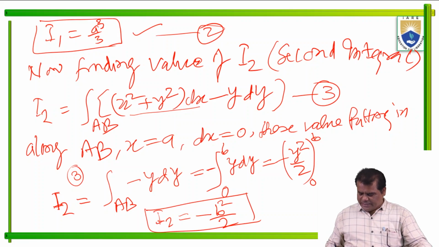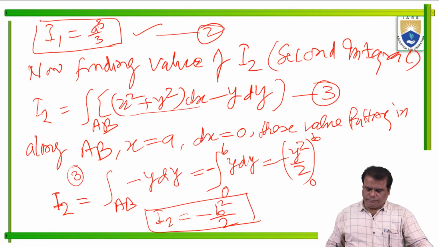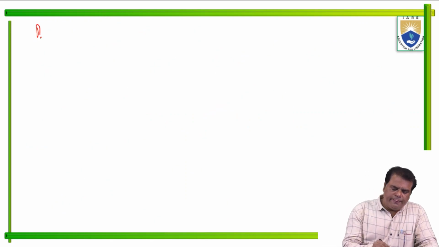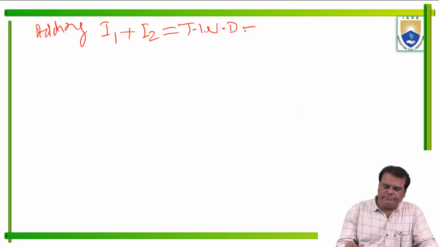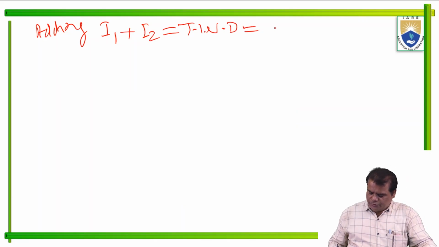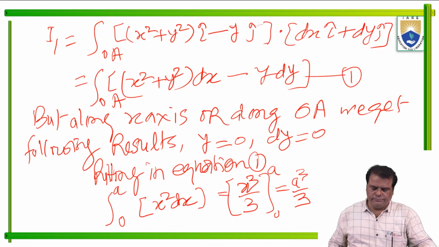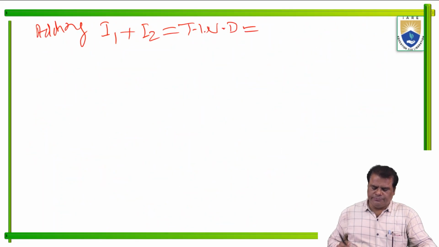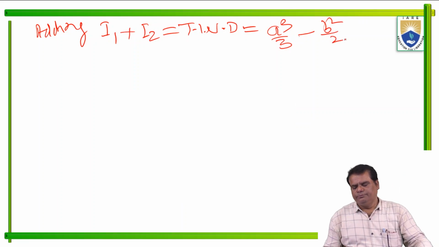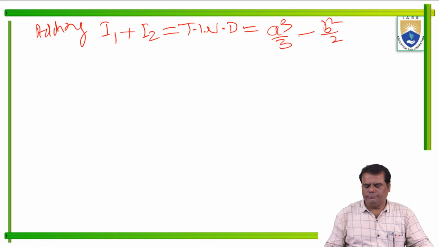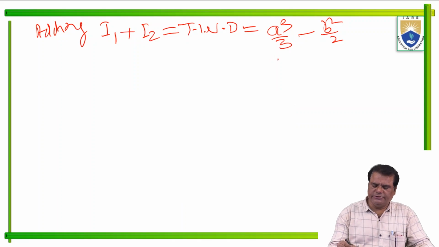Now adding I1 plus I2. This is the total work done. What is I1? a³/3, plus minus b²/2. So this result is the answer.